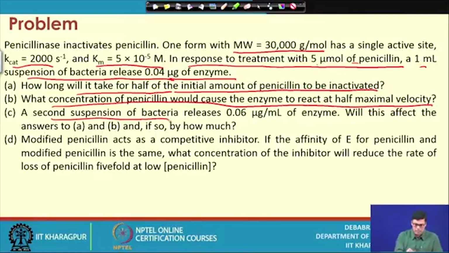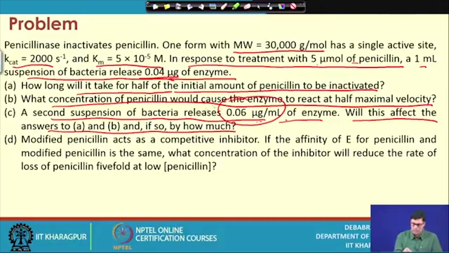Then a second suspension of bacteria releases 0.06 micromoles per milliliter of enzyme. Will this affect the answer to part B, and if so, how? Initially it was 0.04 micrograms, now it is 0.06 micrograms. If it is released like this, that is what is going to happen. This is also per milliliter, because 1 milliliter of cell suspension is there.